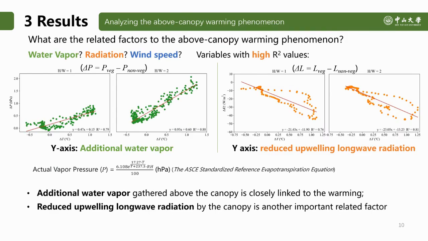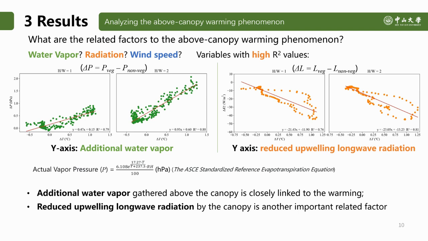In this study, we are curious about the reasons for the above canopy warming. We want to ask a question: what are the related factors to the above canopy warming phenomenon? We carry out linear regression analysis based on multiple variables related to water vapor, radiation, and wind speed. After the analysis, we found that the additional water vapor gathered over the tree canopy and reduced outgoing long-wave radiation are two important factors of above canopy warming effect.